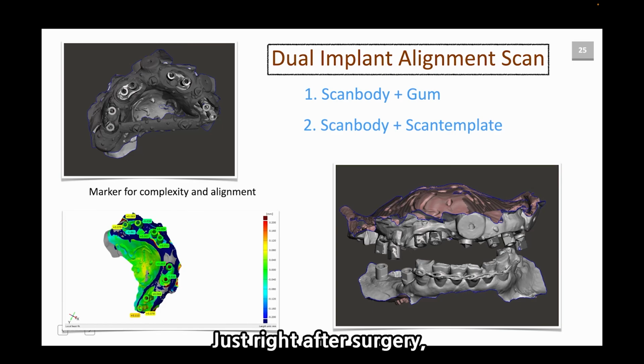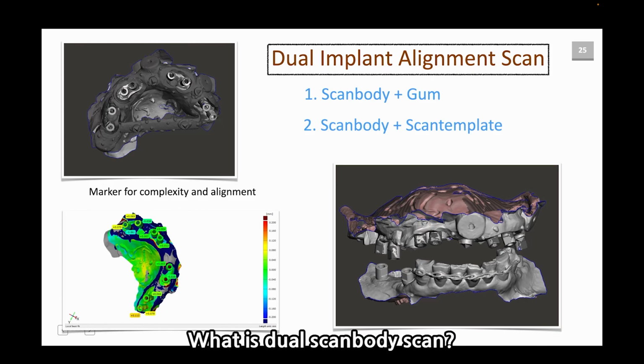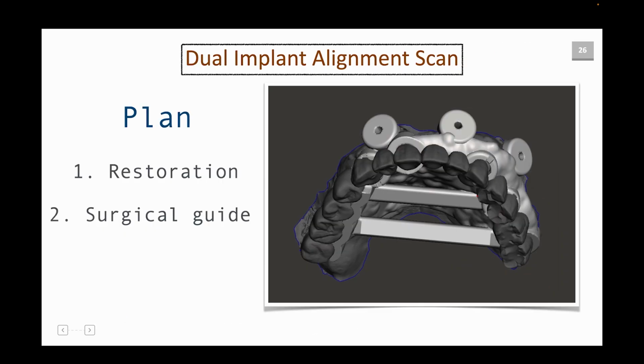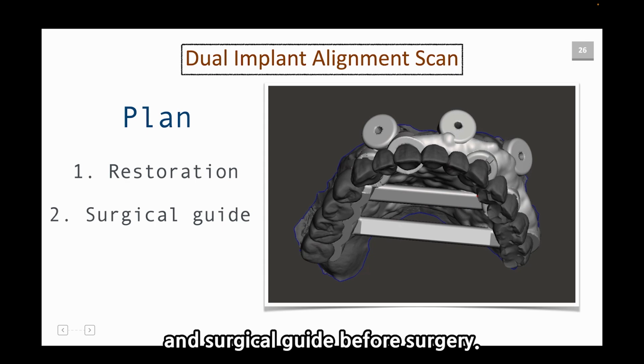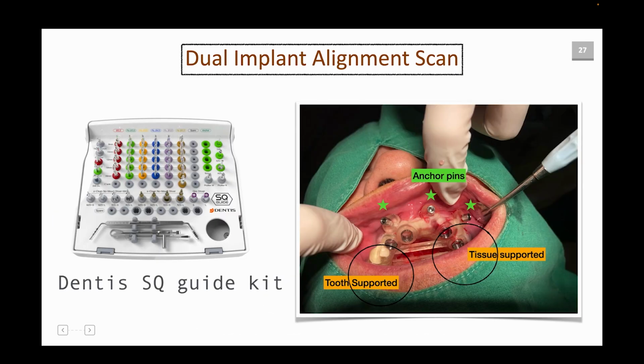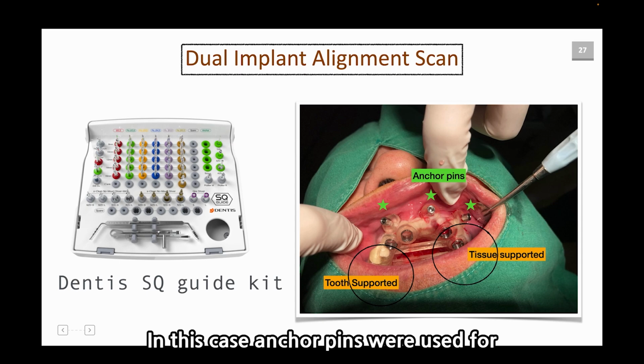Just like after surgery, it is recommended to use a dual scan body scan. What is a dual scan body scan? You should prepare a temporary restoration and surgical guide before surgery. For a fully edentulous arch, anchor pins can be used to compensate for the lack of guide stability. In this case, anchor pins were used for the tissue-supported area.